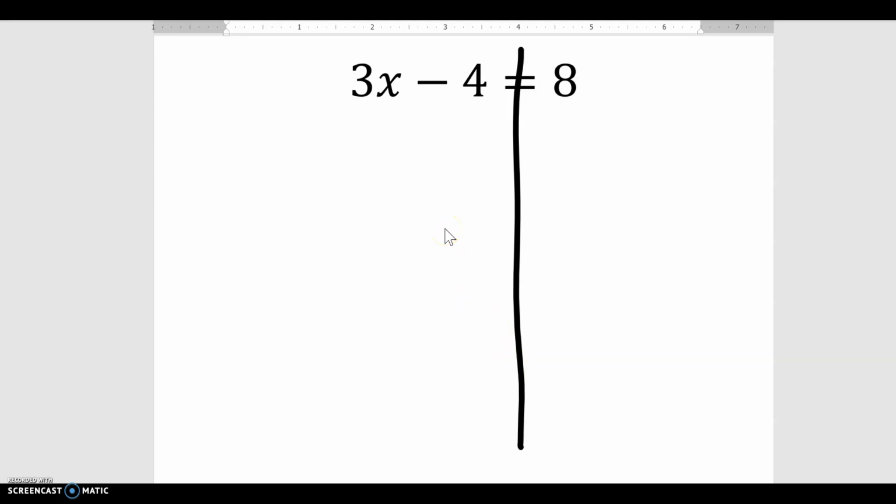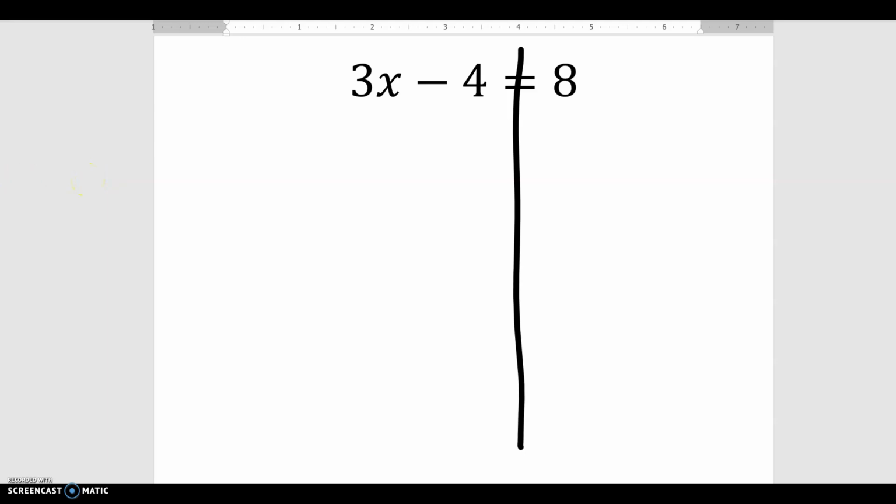Step 2 says, if necessary, use the distributive property. We don't have any parentheses in this problem, so we don't have to worry about the distributive property. Step 3 says to combine like terms. That means on the separate sides. So I'm going to look only at the left side first. I don't have any like terms to combine over here. Then looking at just the right side, there's only one term, so there's nothing to combine over there.